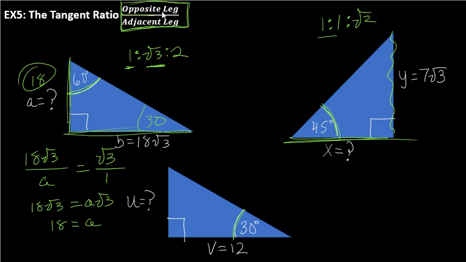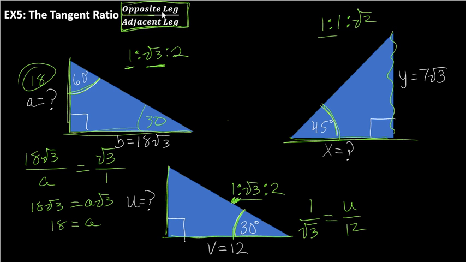Okay, so we're given this 30. So again, we have a 1, square root of 3, 2 triangle, and we're only going to be using the legs. Our opposite leg in this case is the short leg, so we're going to do opposite over adjacent, because we're doing tangent.